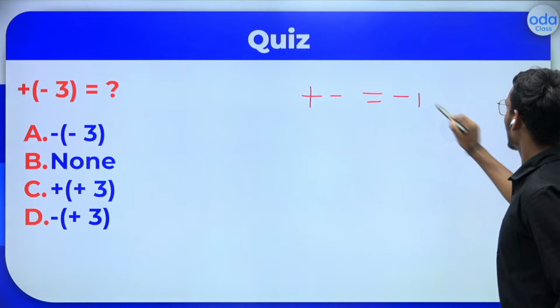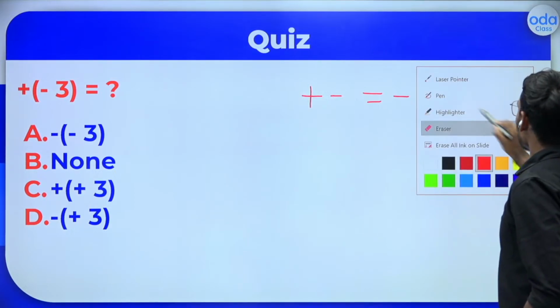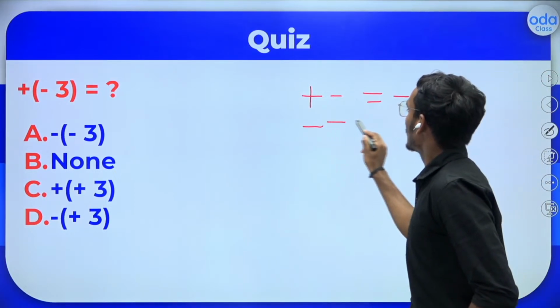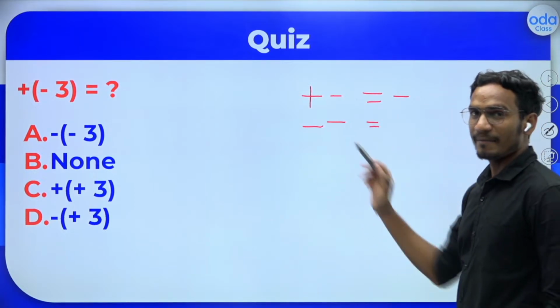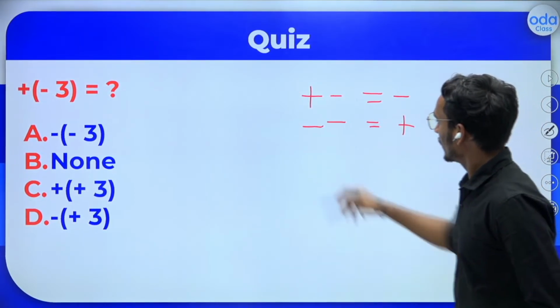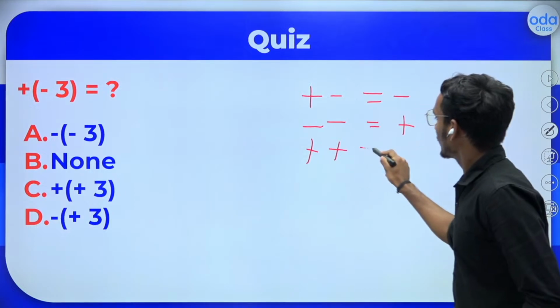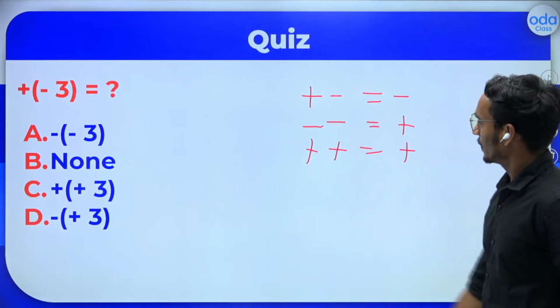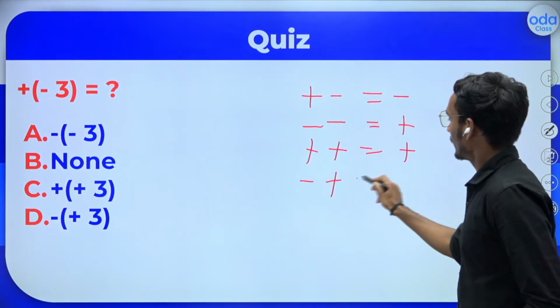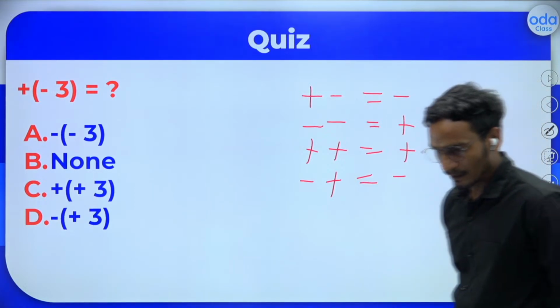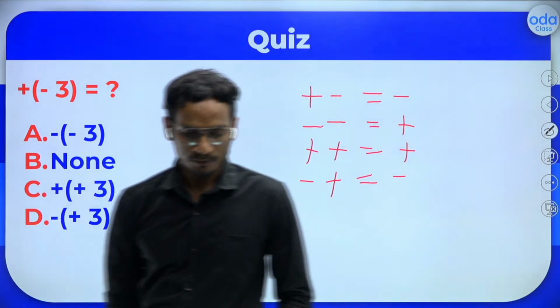ठीक है? Or when we have two negative symbols together, same signs, it becomes positive. Two same signs, it is positive. And negative positive, it will be negative. क्या ये चीज क्लियर है सभी को?